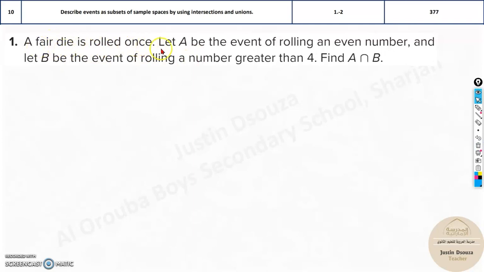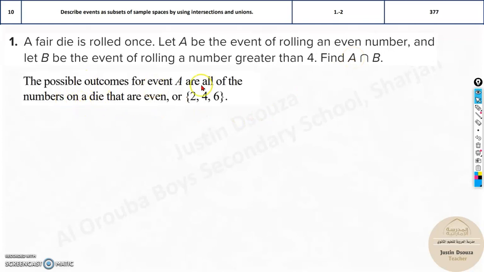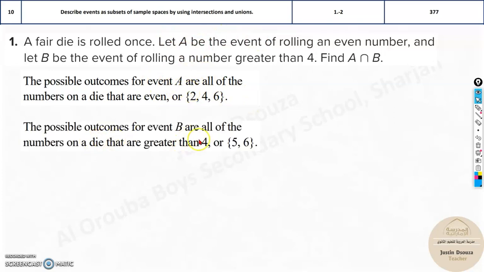So a fair die is rolled once. Let A be the event of rolling an even number. What are even numbers in a die? 2, 4, 6, because there are only 6 possibilities, 1 to 6. And B is the event of rolling a number greater than 4. Look, it's not greater than or equal to, it's just greater than. So it is 5 and 6. Find A intersection B. Just write the event A as 2, 4, 6, and the B event is 5 and 6 because they're greater than 4.